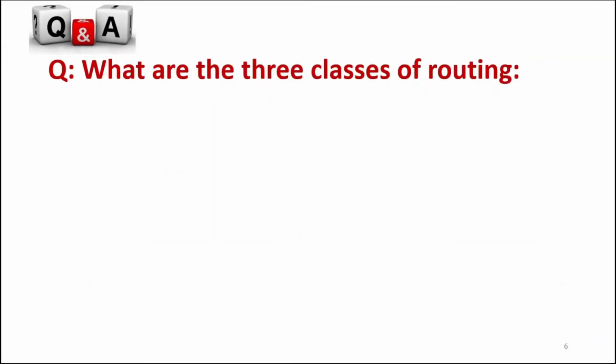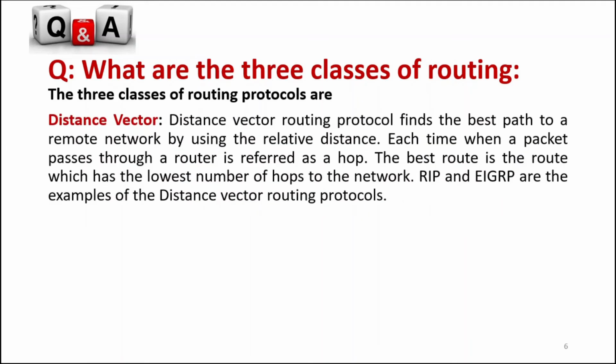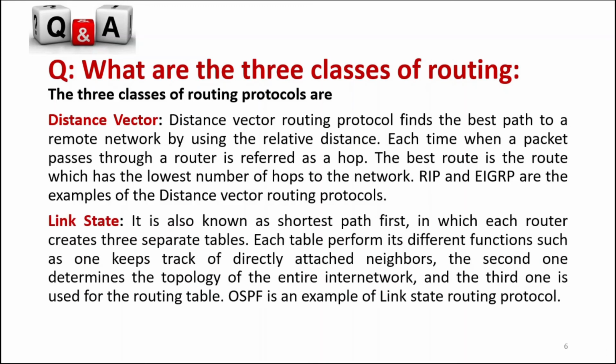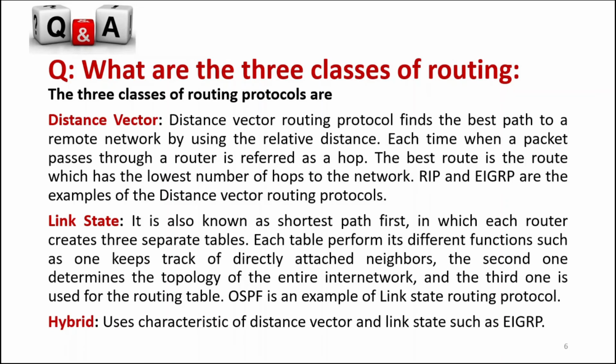What are the three classes of routing protocols, or routing in general? The three classes of routing protocols are either distance vector, link state, or hybrid. It means we either depend on distance vector like RIP, or link state like OSPF, or a mix, a hybrid between the two.